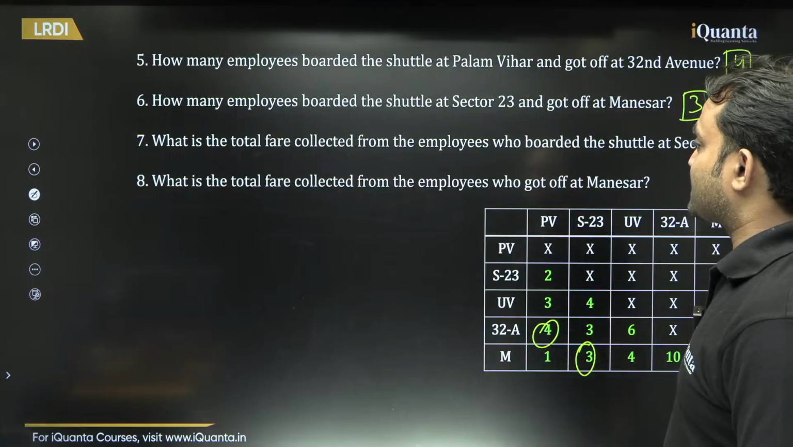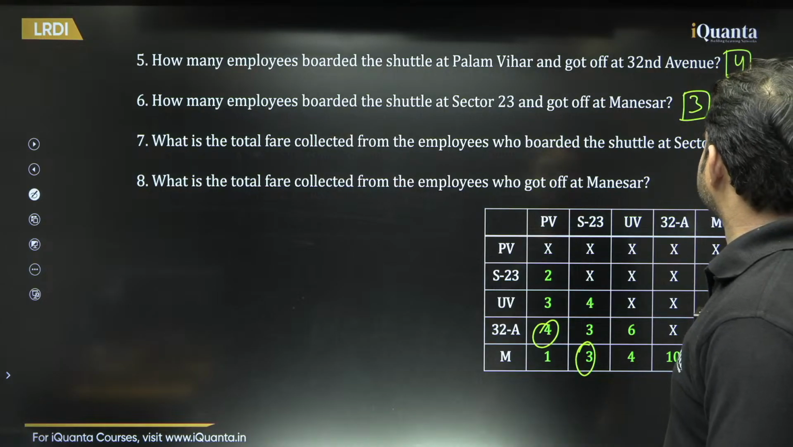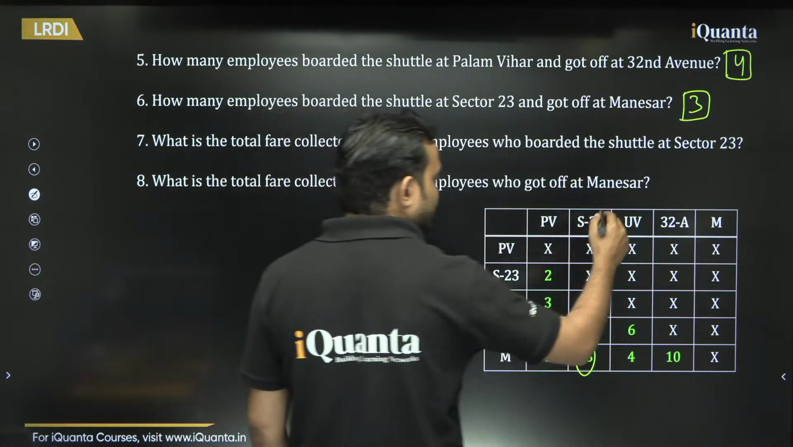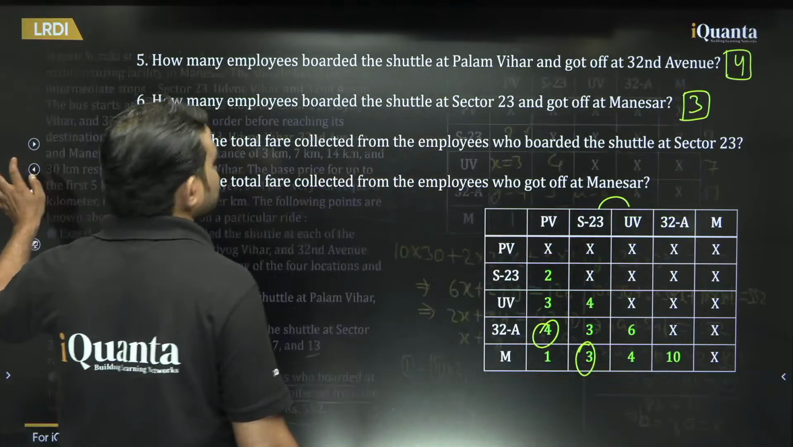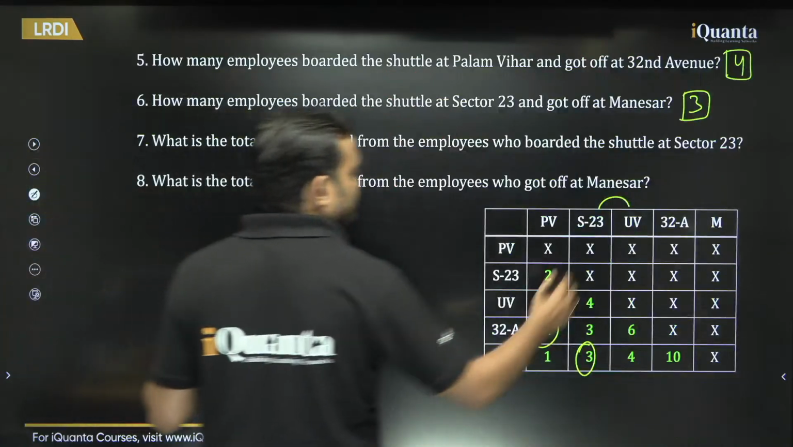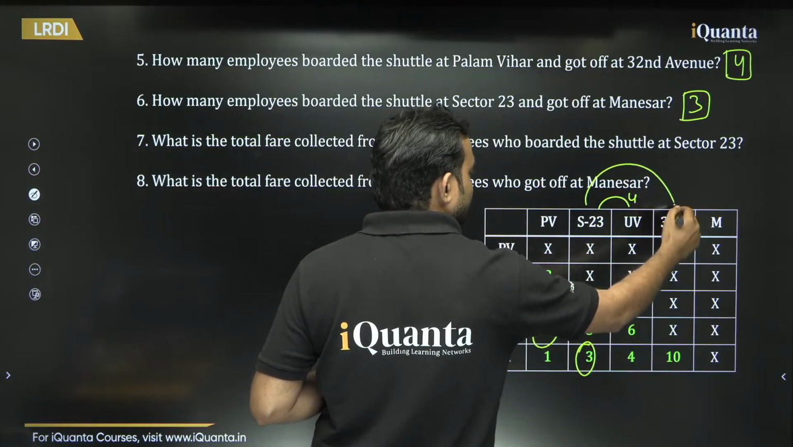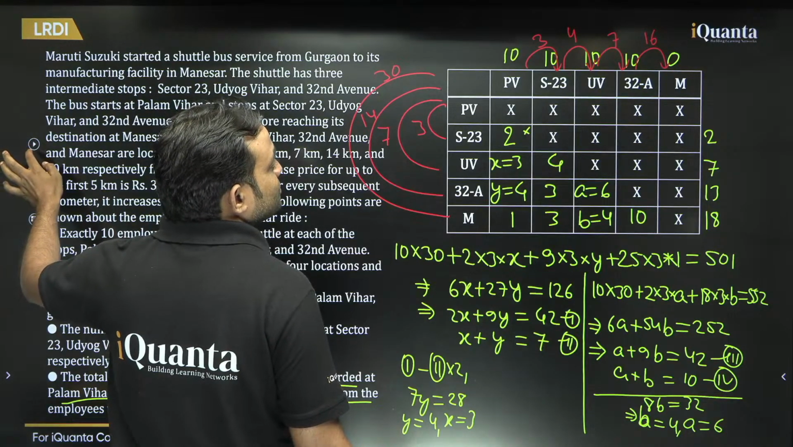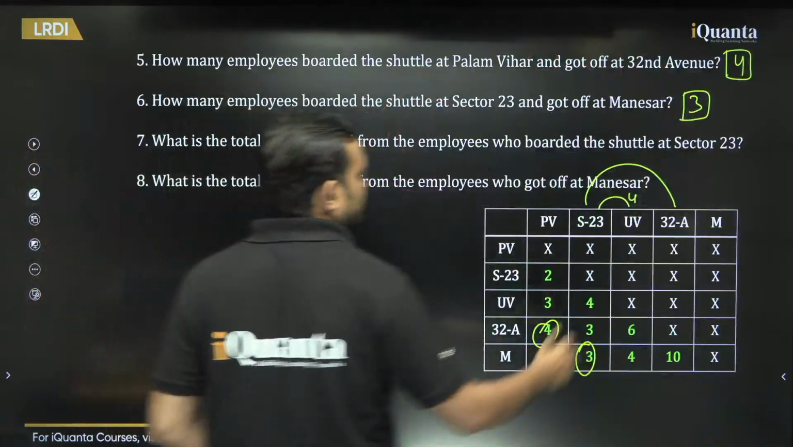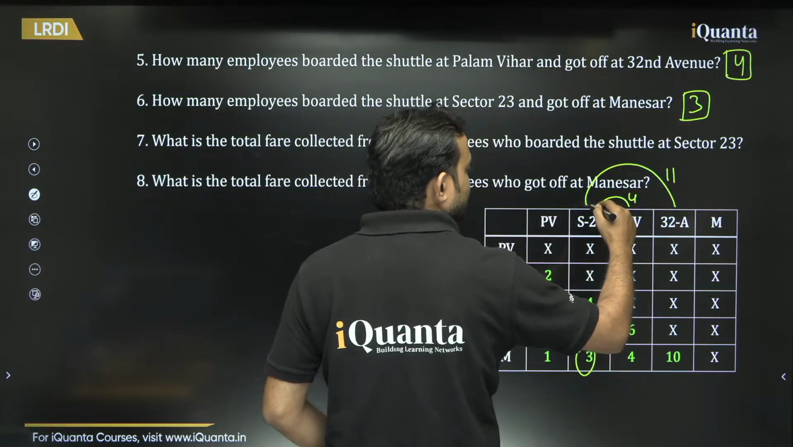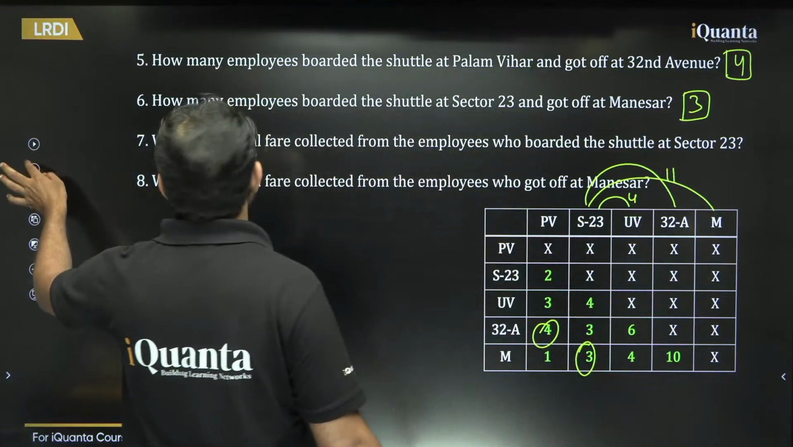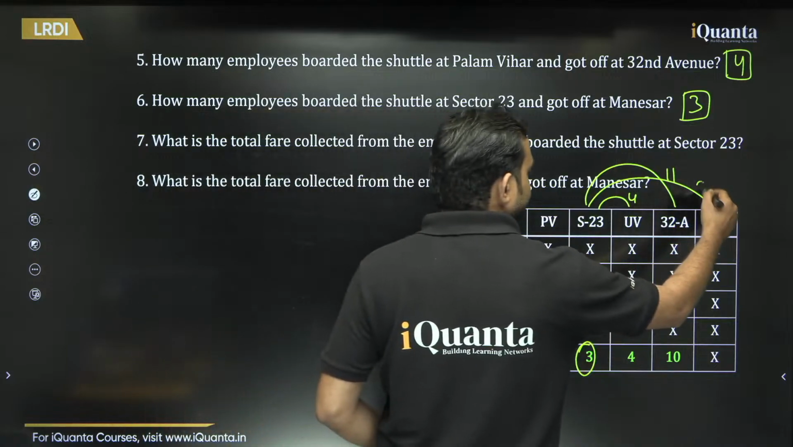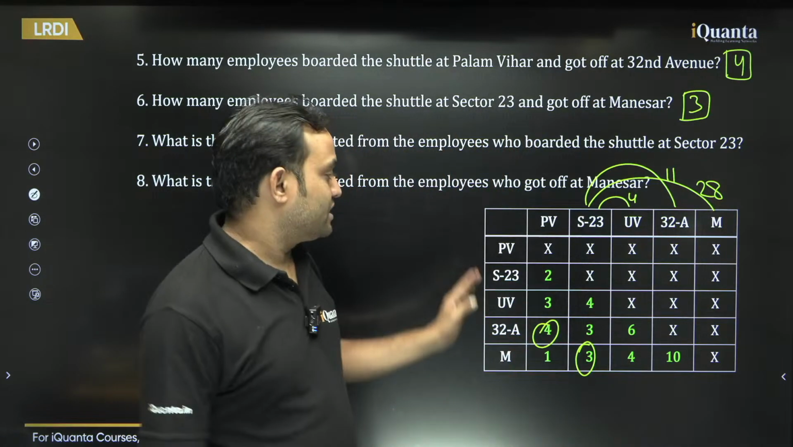What is the total fare collected from the employees who boarded the shuttle at sector 23? Now we know the distances. Sector 23 to Udyog Vihar is 4 kilometers. Sector 23 to 32nd Avenue, it will be 4 plus 7, which is 11. And sector 23 to Manesar, it will be 4 plus 7 plus 16, which is equal to 28. So sector 23 to all of these.